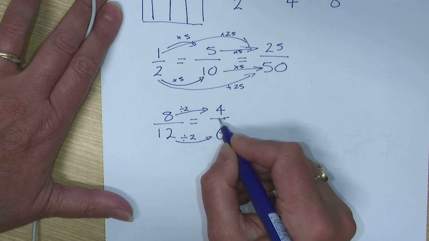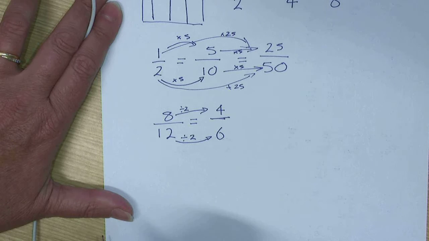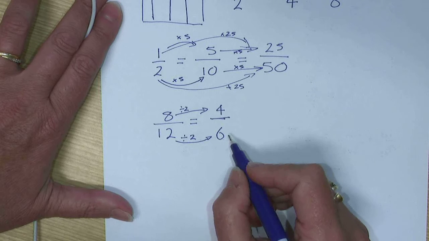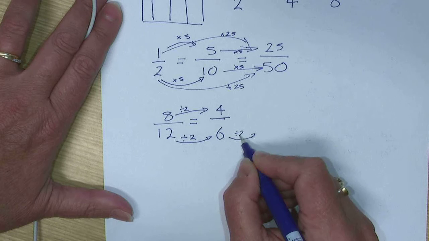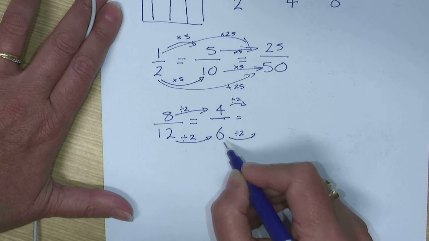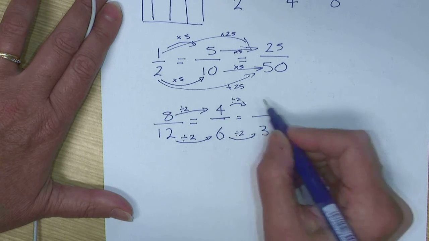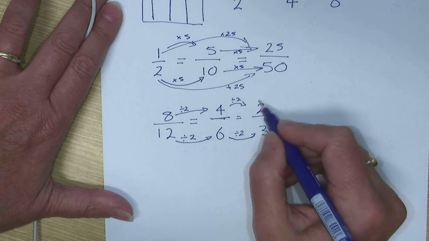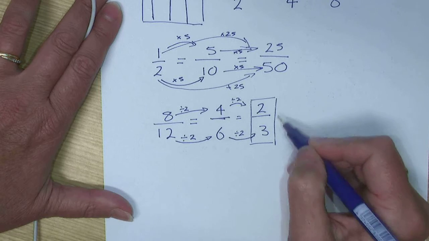But this is still not our simplest fraction. We know that 2 also goes into these, so we'll divide them again by 2. And 6 divided by 2 gives us a denominator of 3. And 4 divided by 2 gives us a numerator of 2. We know that this is the simplest form because in this case both of these are prime numbers, so they can't be divided any further.